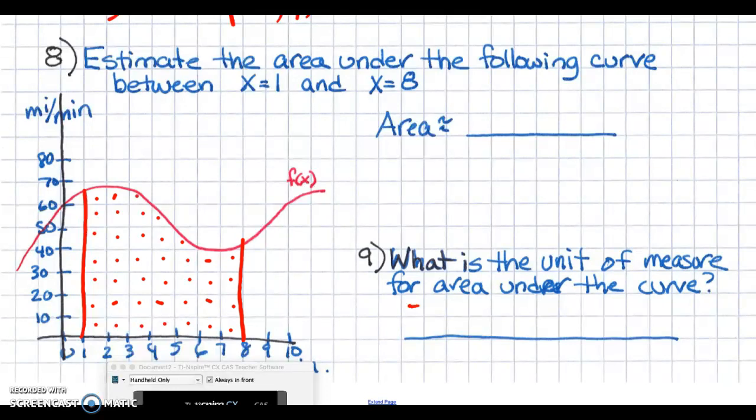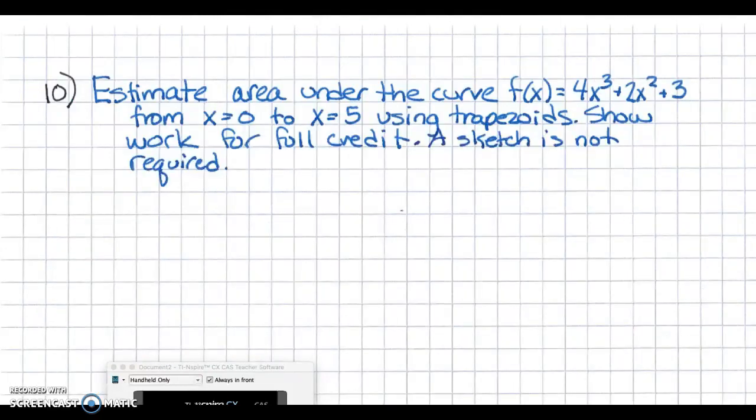So there's 37.5 boxes, but I got to count the area of each box. Each box is 1 wide and 10 tall, so each box is worth 10, which equals 375 units. The thing we did with integrals was estimate the area of the curve. We can either count boxes or we can do it using trapezoids.